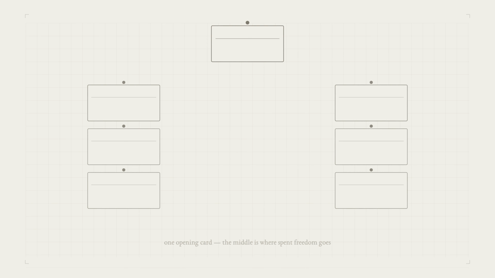And the middle is where the spent freedom goes. One opening card on the wall, two branches of storyboards below it, different media, different rhythms, one shape holding both. The constraint didn't shrink the craft, it concentrated it.